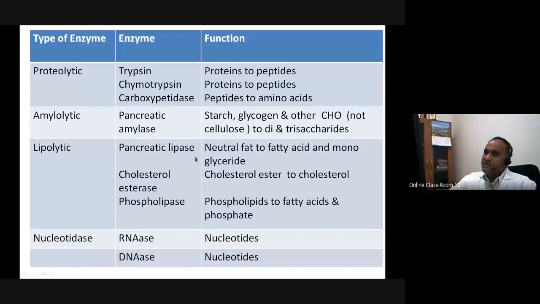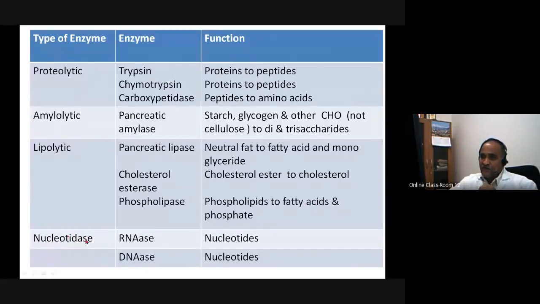Lipolytic enzymes. The pancreatic lipase is one of the major enzymes which digest the lipids. That is, a neutral lipid is digested up to the level of fatty acid and the level of monoglyceride. And it has a cholesterol esterase, which converts the cholesterol ester to cholesterol. Phospholipases will digest the phospholipids to fatty acids and phosphate.